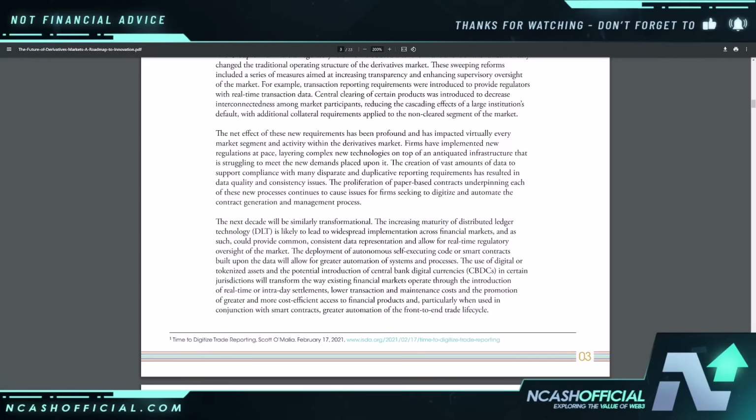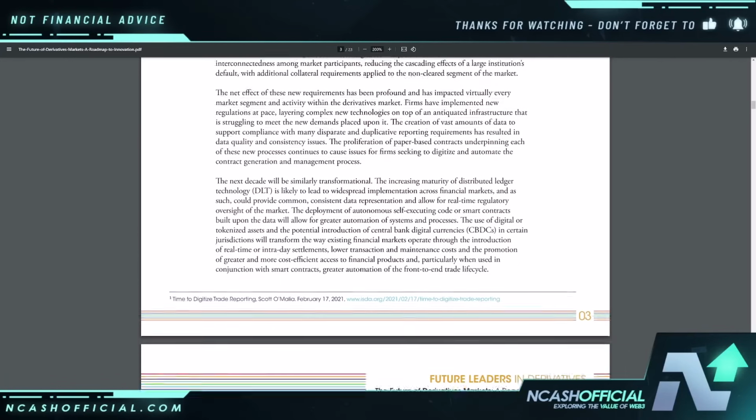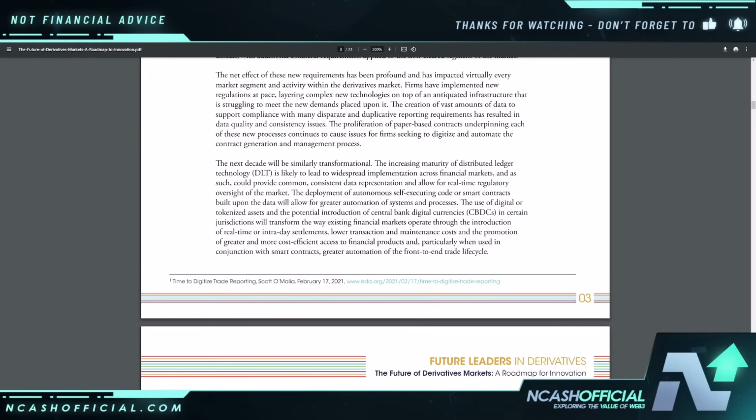And we have here that the proliferation of paper-based contracts underpinning each of these new processes continues to cause issues for firms seeking to digitize and automate the contract generation and management process. And down here is where we do see that the next decade will be similarly transformational. The increasing maturity of DLT is likely to lead to widespread implementation across financial markets, and as such could provide common, consistent data representation and allow for real-time regulatory oversight of the market.